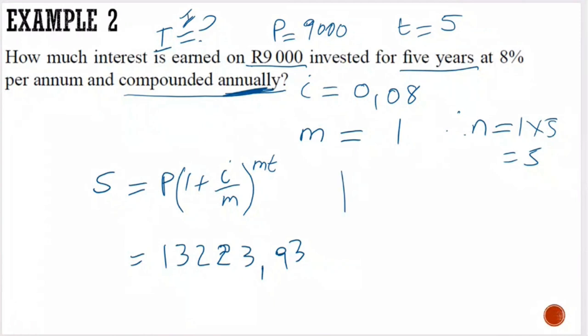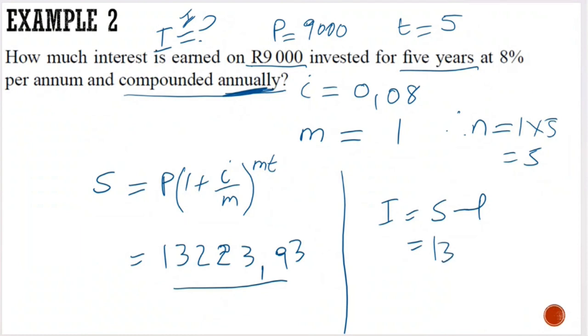After you've got this one, you still have to find your I. Remember, what is your I? Your I is equal to S minus P. So your S there is the one you just calculated, 13,223.93, minus your P, which is 9,000. Then you get your answer to be 4,223.95. That is, in simple terms, the compound interest.